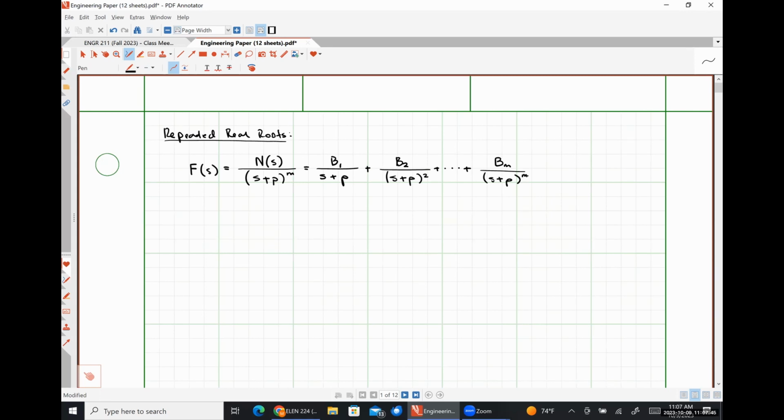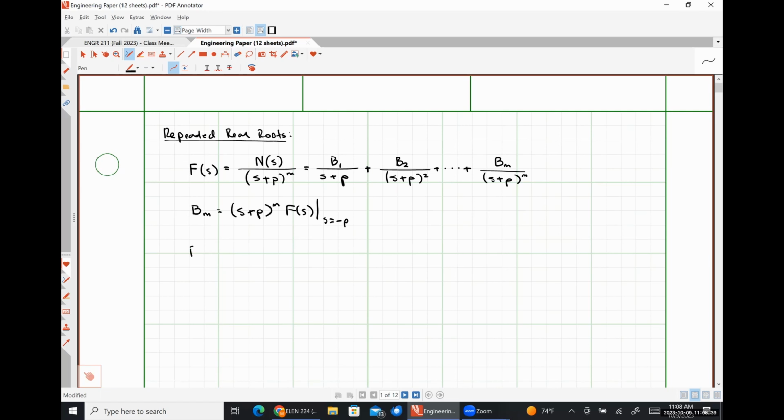Now we need to figure out how to calculate b1 through bm. And typically speaking, it's easiest to start with our expansion coefficient for our highest order term. So our coefficient b sub m is going to be equal to simply (s plus p) to the mth power times our original function F of s, evaluated at s equals negative p, which is effectively exactly what we did for a distinct real root or distinct real pole. Things are going to get a little bit more complicated though for all of our lower order terms.